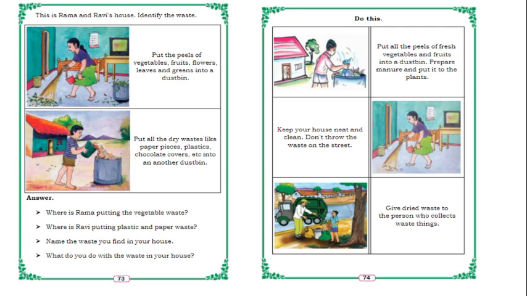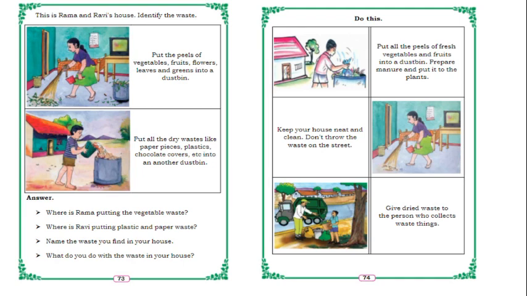We have to separate and collect wet waste and dry waste. Wet waste means it may be peels of vegetables, fruits, flowers, leaves, etc. Dry waste means it may be paper pieces, plastic, chocolate covers, etc. So we have to separate the wet waste and dry waste, keep a separate dustbin, and put the garbage or waste in the dustbin.